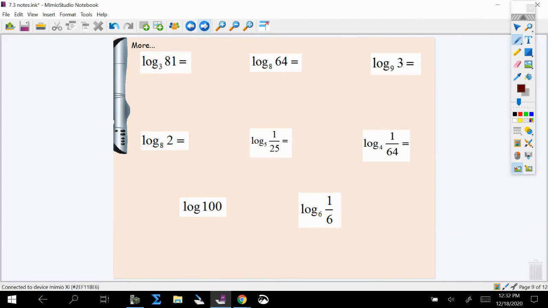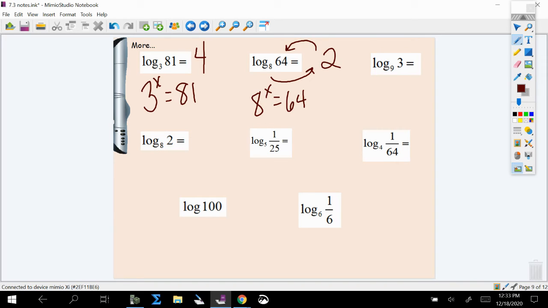Here's some more. These are pretty quick, but I just want to show you a variety. So the next one is 3 to what power equals 81? This might take some trial and error as well. 3 to the first, the second, the third. It ends up being 3 to the fourth, so your answer is 4. Next one, 8 to what power equals 64? You end up getting 2, the second power.